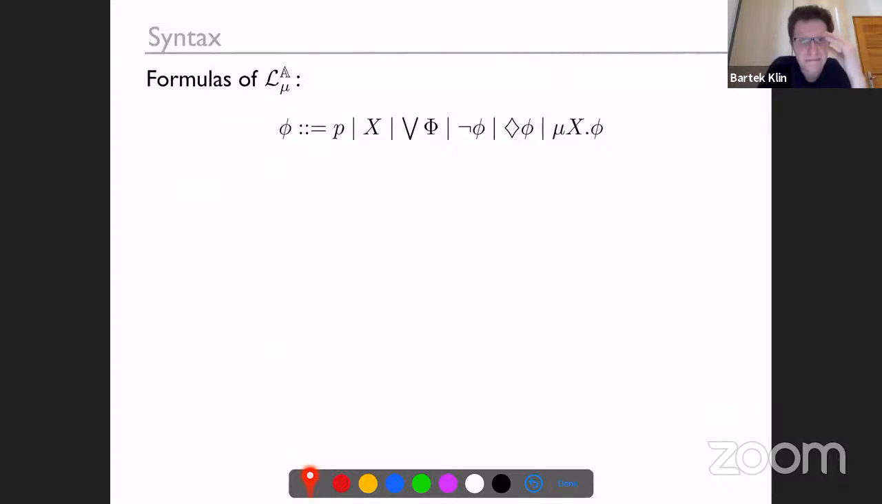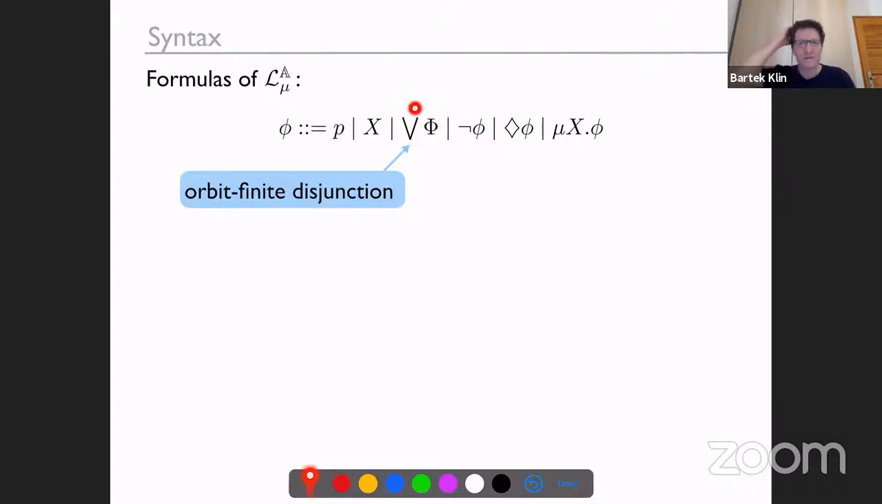And for the formulas, the modification to the syntax of the μ-Calculus will be very, very straightforward. Namely, I keep everything as it is, except that there is one point in the syntax of the classic μ-Calculus where I notice the word finite, if I squint hard enough. And this is the finite disjunction. And I replace it by orbit finite according to my recipe. So what happens here is I allow the disjunctions of orbit finite families of formulas.